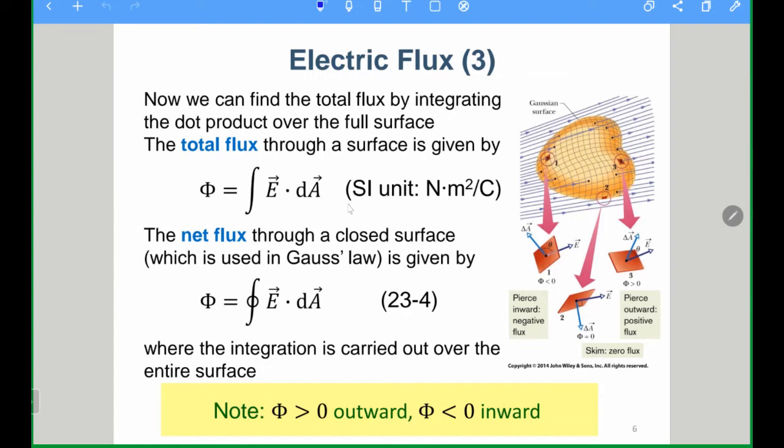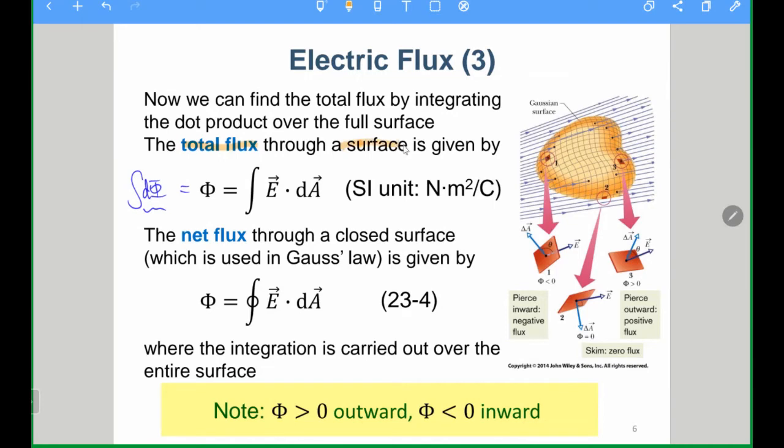Then you add all of them together, because all of the d phi, which is like the integration of d phi, are scalars, so we can just add them together to form the whole phi for the surface. So here it refers to the total flux. This definition is for a surface, not necessarily a closed surface.